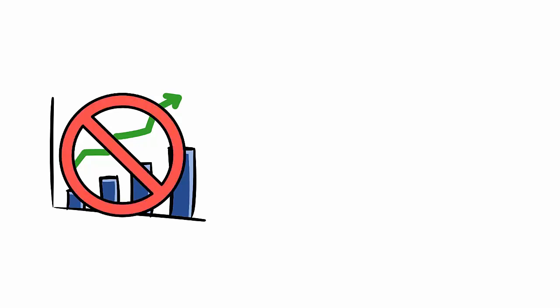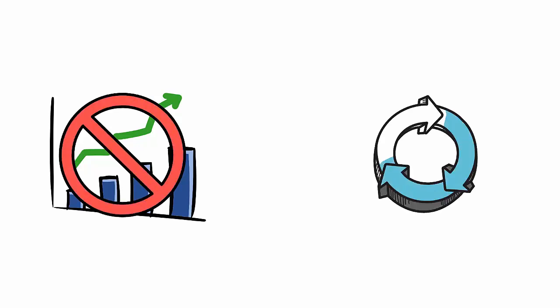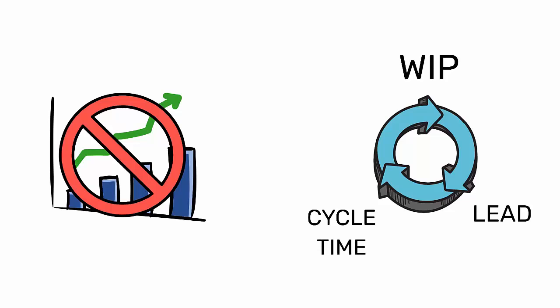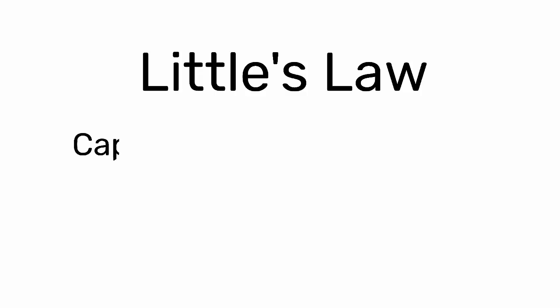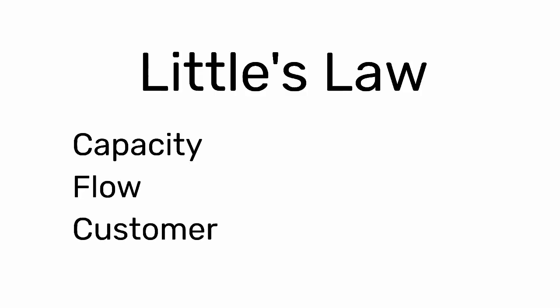It does not tell you how to change the future. It tells you the inevitable relationship between these three variables. Change one, and at least one of the others must change too. In short, Little's Law is a compass for lean thinking. It helps you make better decisions about capacity, flow, and customer experience, whether you work in manufacturing, services, or knowledge work.